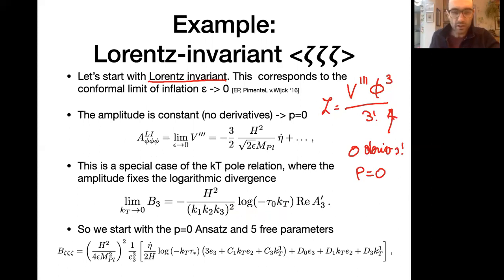So this is the only exception to the case of the function being just a rational function. Now it's a rational function, but it can have some logs of KT. So the most generic bispectrum now has six terms, three that are proportional to the log and three without the log. And you know that there are only these because these are the only ones that scale like one over K to the six. There cannot be one over KT because there are no derivatives. And so there are six free coefficients, but one of them is fixed by the amplitude limit. So five free coefficients.